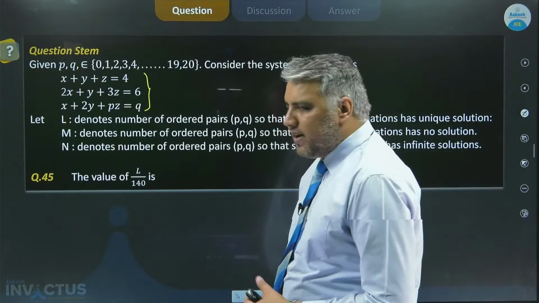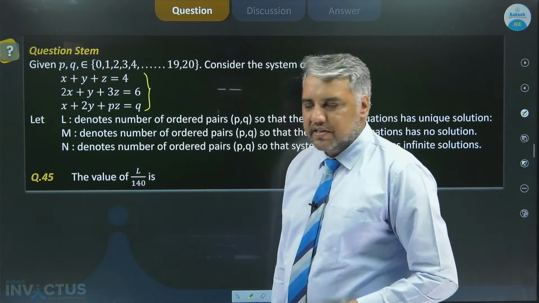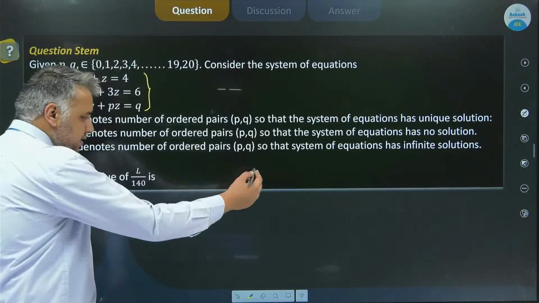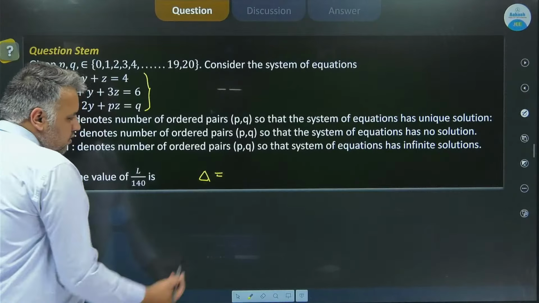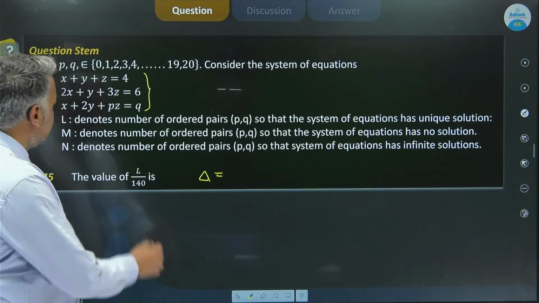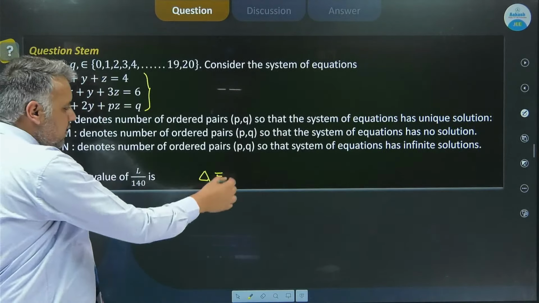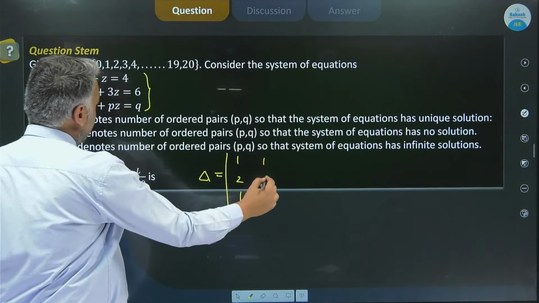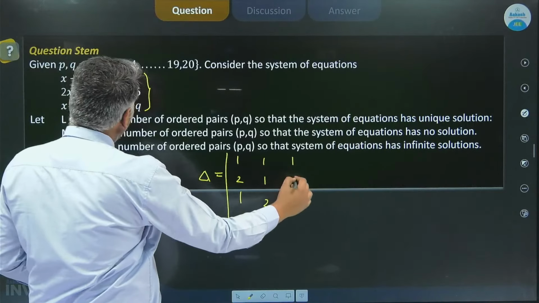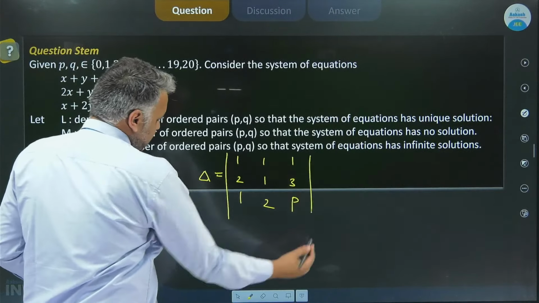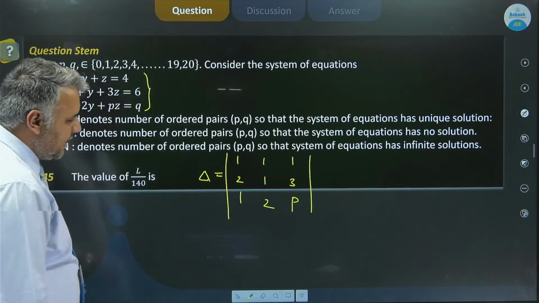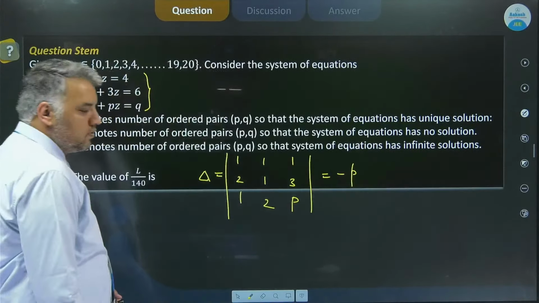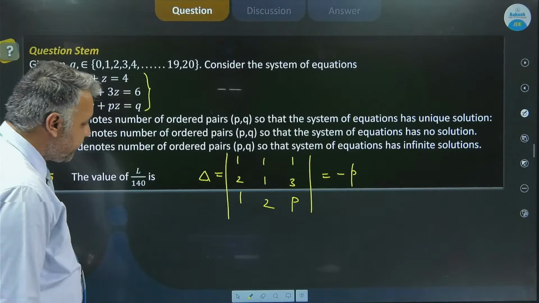We can easily comment on all these. We just have to calculate del x, del y, del z, the determinants corresponding to each variable, using Cramer's rule. Say del is the determinant formed by the coefficients. So this will be 1, 2, 1, 1, 1, 2 and 1, 3, p. If you solve this, this will be equal to, I think, minus p if you calculate this value.